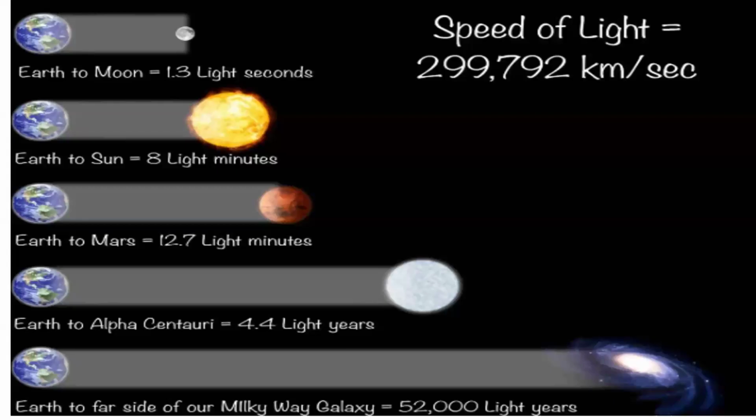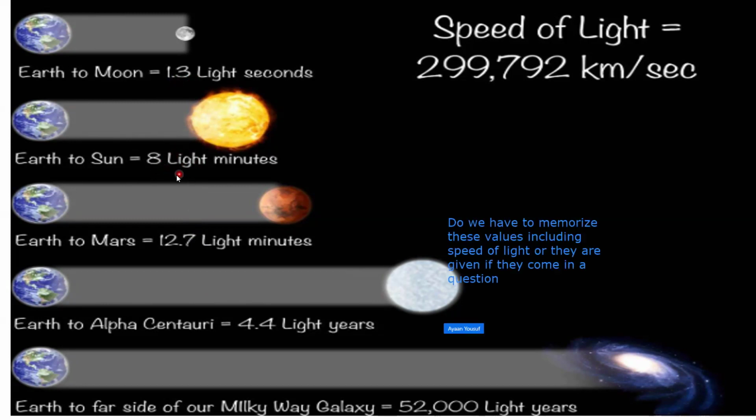If we take the exact speed of light, between the Earth and the Moon, how much time does light take to travel from Earth to the Moon? It takes about 1.3 seconds. From Sun to Earth, as the Sun is a luminous object that gives out light, it takes 8 light minutes. Between the Earth and Mars, it takes about 12.7 light minutes. So if you travel at the speed of light, you will reach the Moon within 1.3 seconds, and the Sun in 8 minutes.